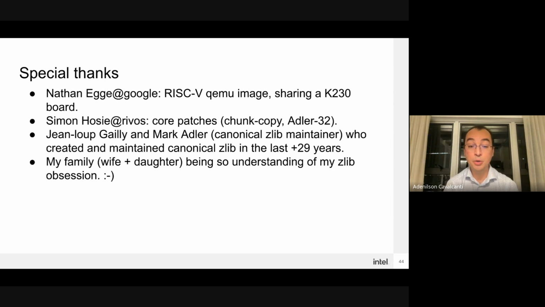He contributed core patches that improved a lot the performance of Chromium zlib on RISC-V processors. And also like to say thanks to Jean-Luc Gailey and Mark Adler, who created canonical zlib. Especially Mark Adler has maintained it for the last 29 years for free. And last but not least, I'd like to say thanks to my family, especially my wife and my daughter, for being so understanding of my zlib obsession.